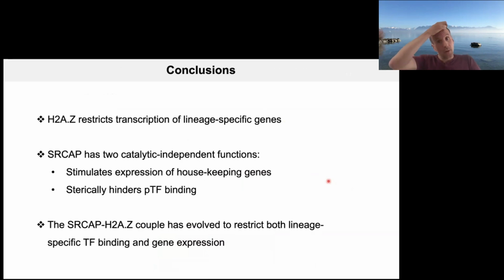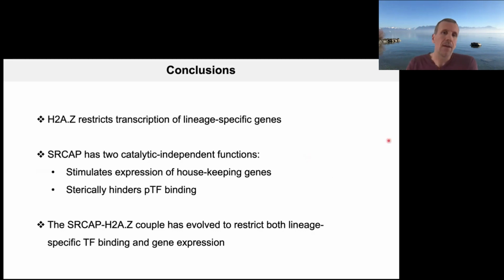Okay, so this brings me to the conclusions of my talk today. I've shown you that H2A.Z is essentially restricting transcription of lineage-specific genes. We found that SRCAP has two catalytic-independent functions. It stimulates expression of housekeeping genes, though we still don't know how this works. And it also sterically hinders pioneer transcription factor binding.